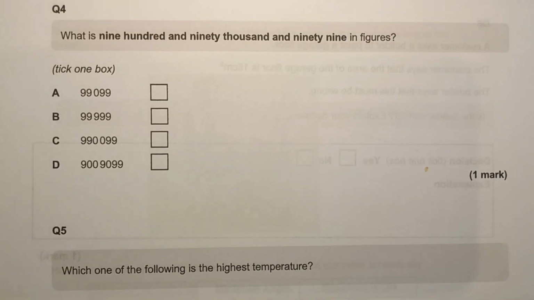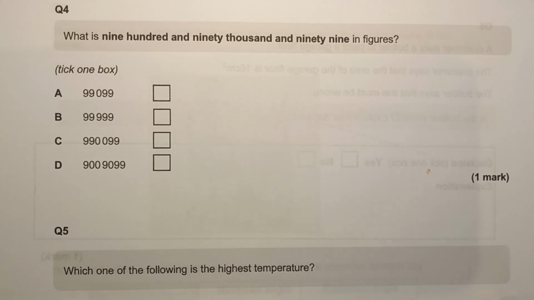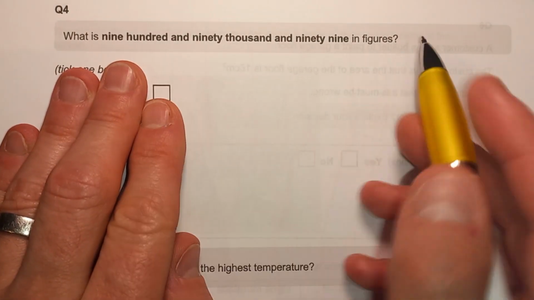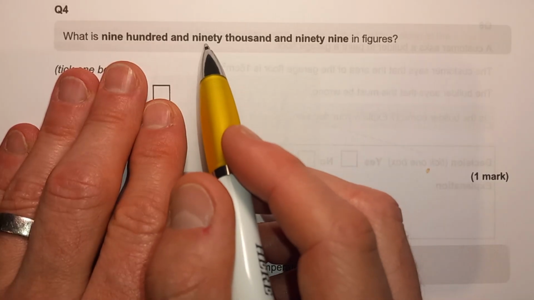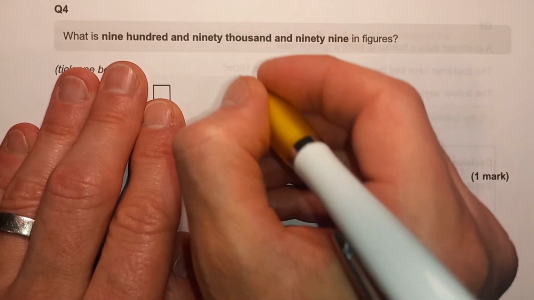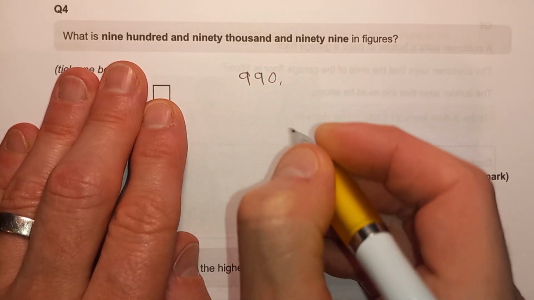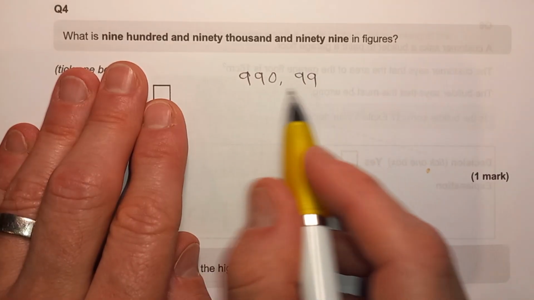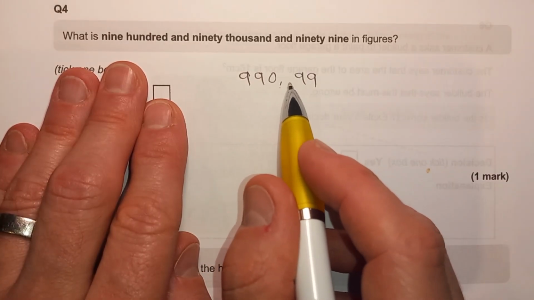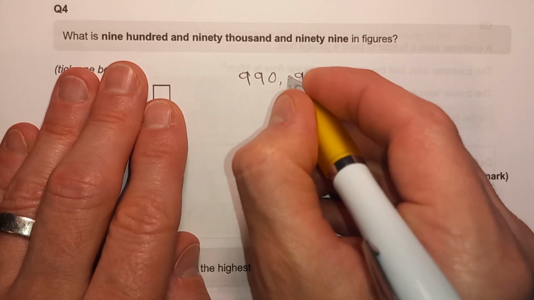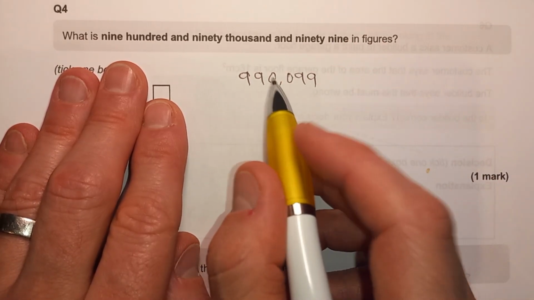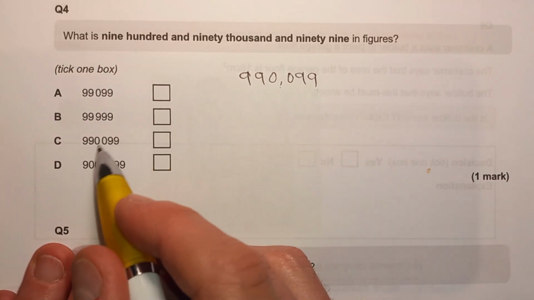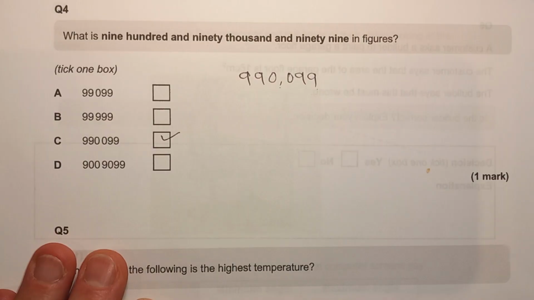Question 4. What is 990,099 in figures? So I'm going to ignore these to start with, and we're going to try and just write it out. So 990,000. So 990,099. Now that looks a bit weird because we've only got 2 digits after the comma. So what about hundreds? Well, we haven't got any hundreds, so we put a 0 in there. So 990,099. Hopefully this is one of the options. There it is.